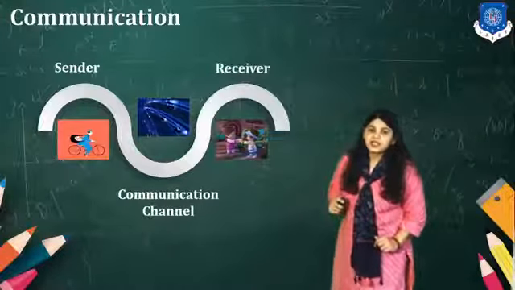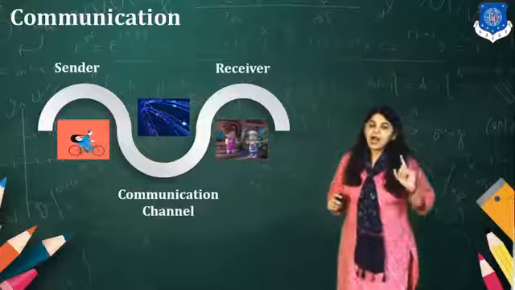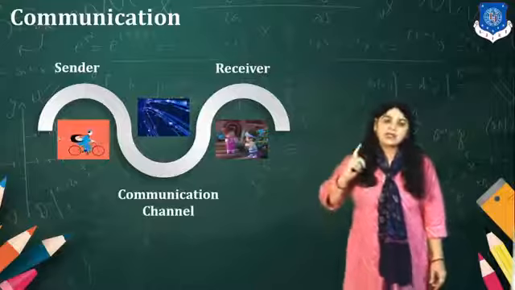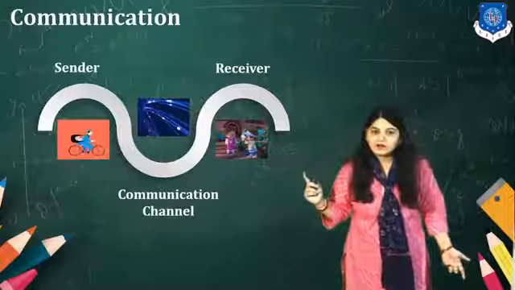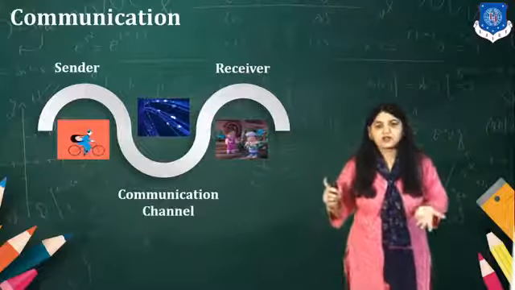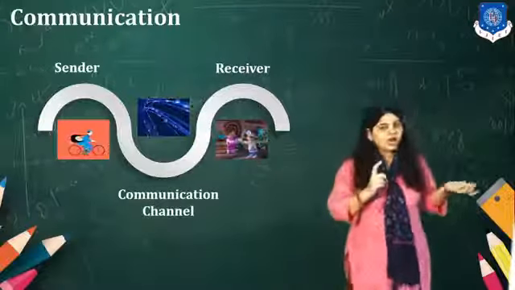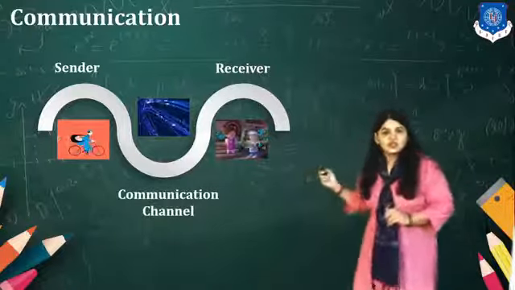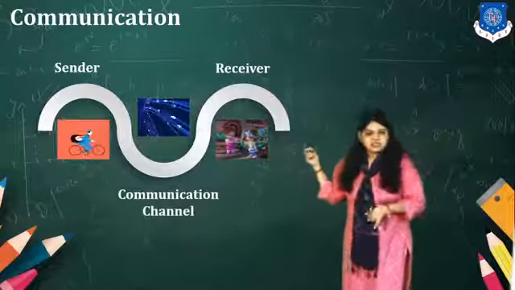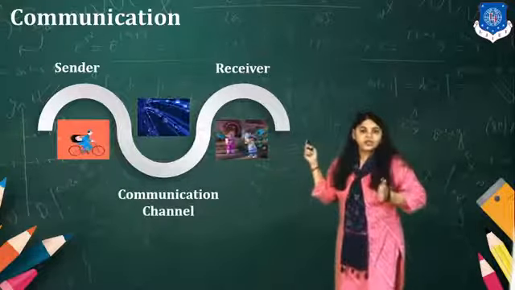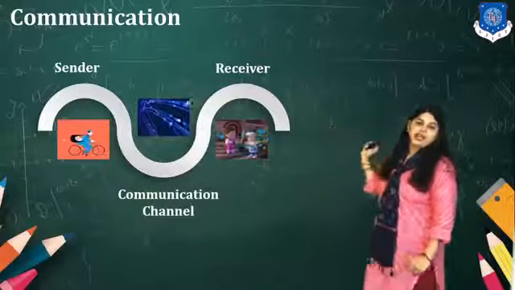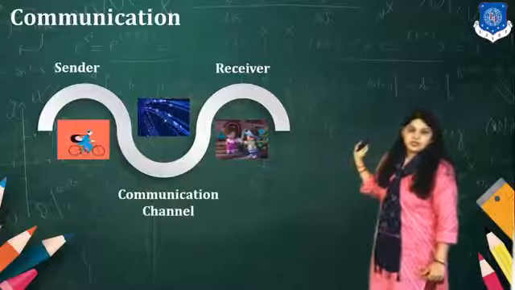This communication channel can be an optical fiber, a coaxial cable, or a twisted pair wire. This way, any information can be sent from one place to another place. Then we have the receiver, and this receiver will receive the message. So, in one word, communication comprises three particular elements.